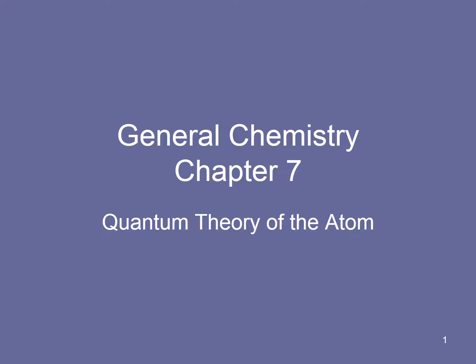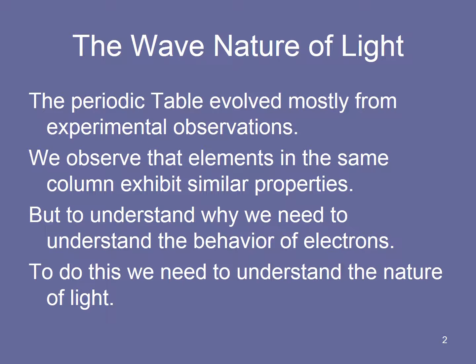So let's get into Chapter 7, Quantum Theory. We're going to totally change everything around and talk about the very tiny particles, electrons, nuclei, and light waves, things like that. Okay, so we know the periodic table, and mainly it was discovered from looking at the macroscopic world. What do we see? How do elements relate to each other?